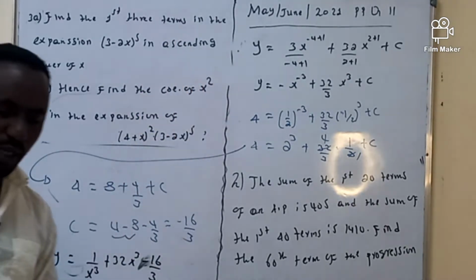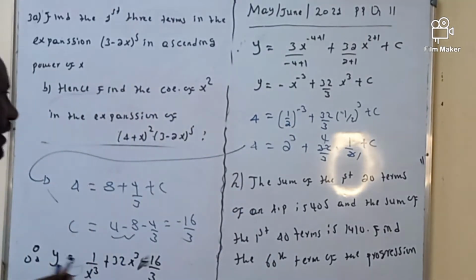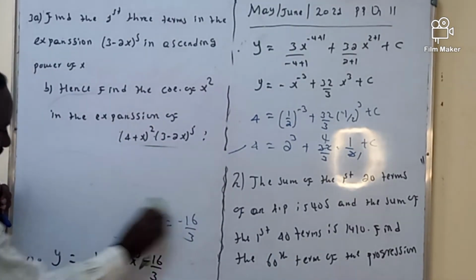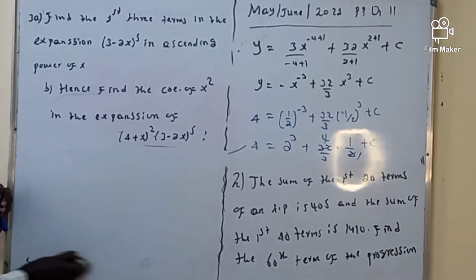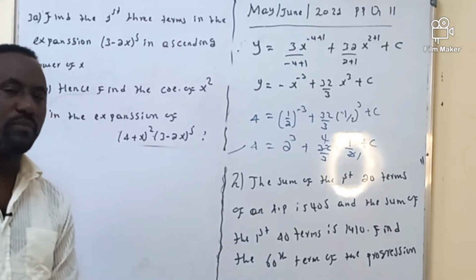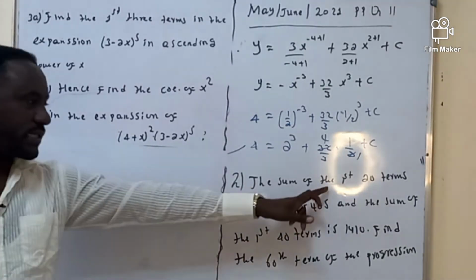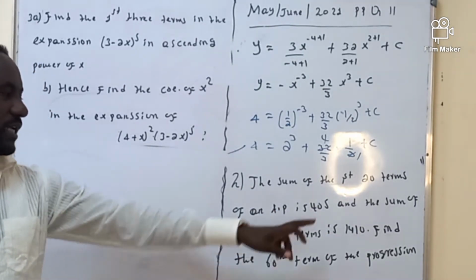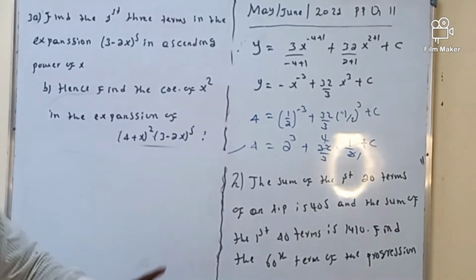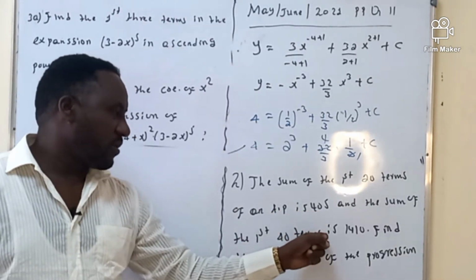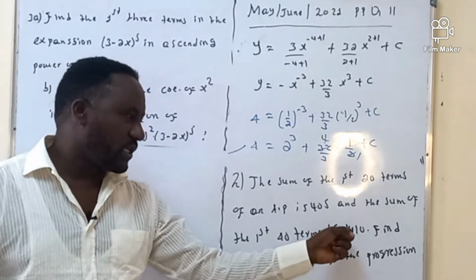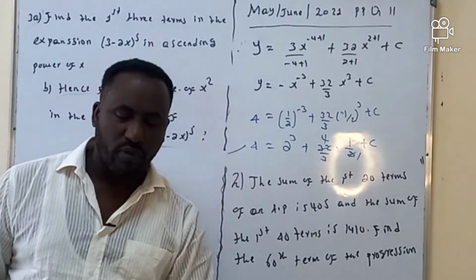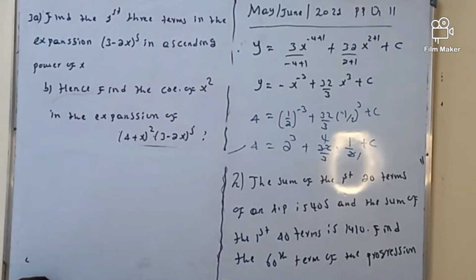Now let's come to the second problem. First, let me read what the second problem says. The sum of the first 20 terms of an arithmetic progression is 405, and the sum of the first 14 terms of the arithmetic progression is 1410. Find the 16th term for this progression.